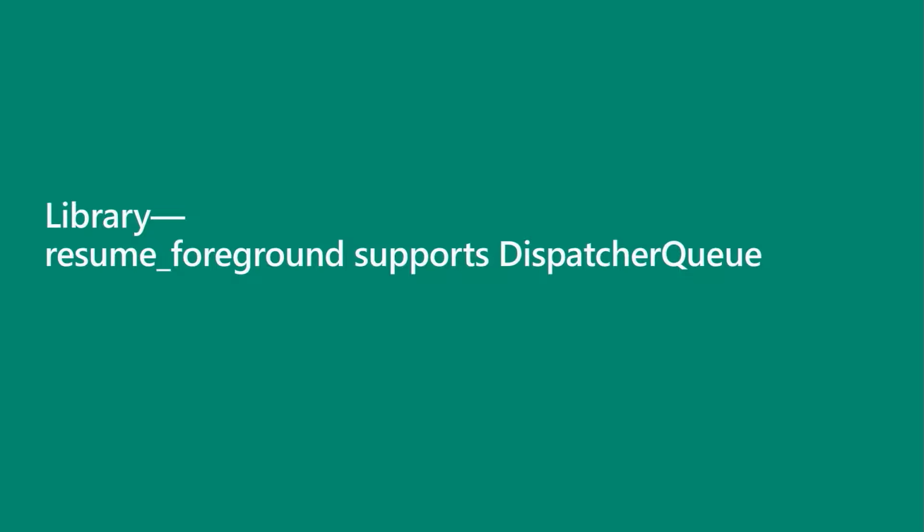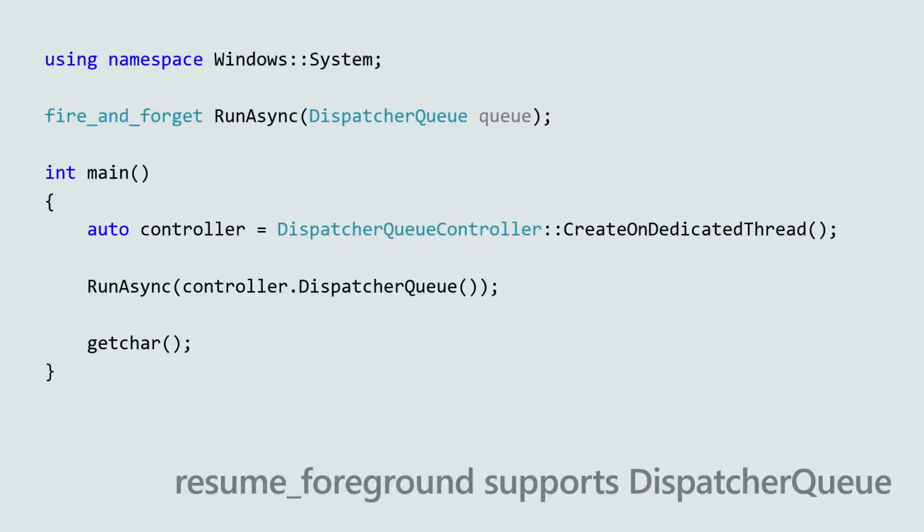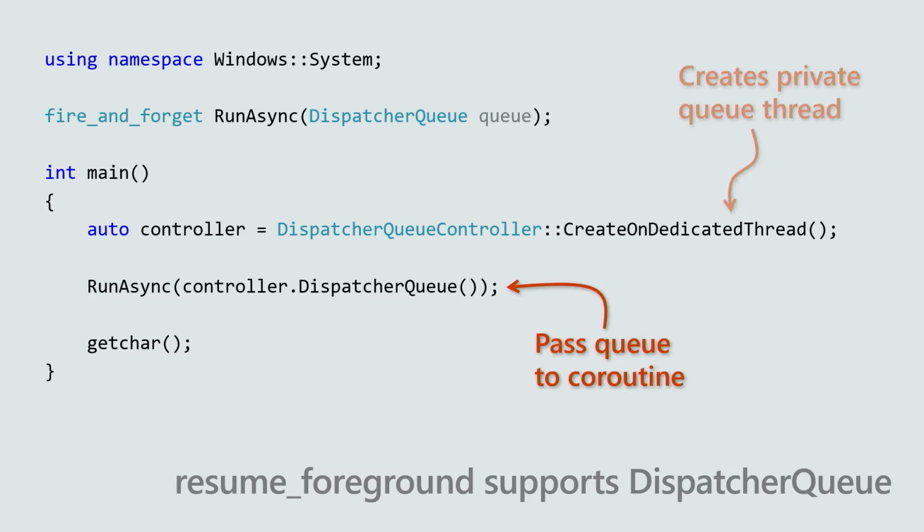Conversely, resume foreground is also now smarter. So we also support the DispatcherQueue. The original resume foreground supported the core dispatcher, which was the original dispatcher that was associated with a single core window. The DispatcherQueue is a far more advanced and far more efficient and far more flexible dispatcher that you can use directly yourself. In this example, I'm using the Windows API to create a dedicated or private queue thread. I can then pass that dispatcher to my coroutine, and that coroutine can use resume foreground and easily manage resumption and suspension on the appropriate thread.